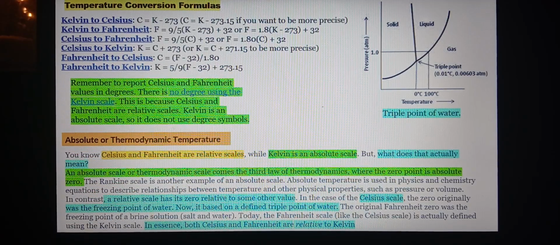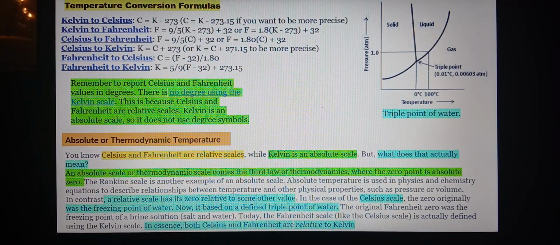Absolute or thermodynamic temperature. Celsius and Fahrenheit are relative scales, while Kelvin is an absolute scale. But what does that actually mean? An absolute scale or thermodynamic scale comes from the third law of thermodynamics, where the zero point is absolute zero. The Rankine scale is another example of an absolute scale. Absolute temperature is used in physics and chemistry equations to describe relationships between temperatures and other physical properties, such as pressure or volume.